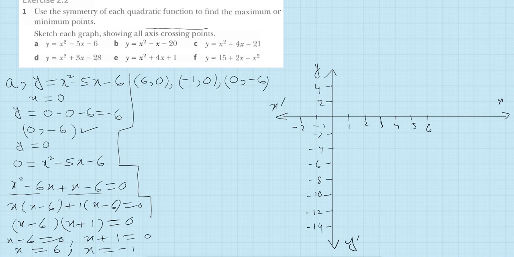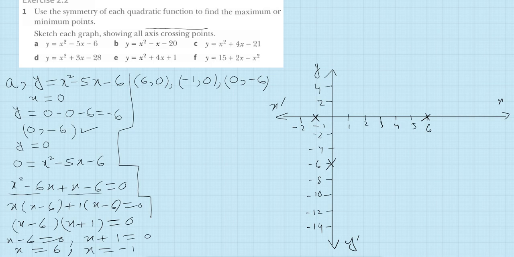Now plot all the points. So the first point is (6, 0). Where is (6, 0)? This one. The second point is (minus 1, 0). Where is (minus 1, 0)? This one. And the third point is (0, minus 6). This is (0, minus 6). So these are the 3 points.